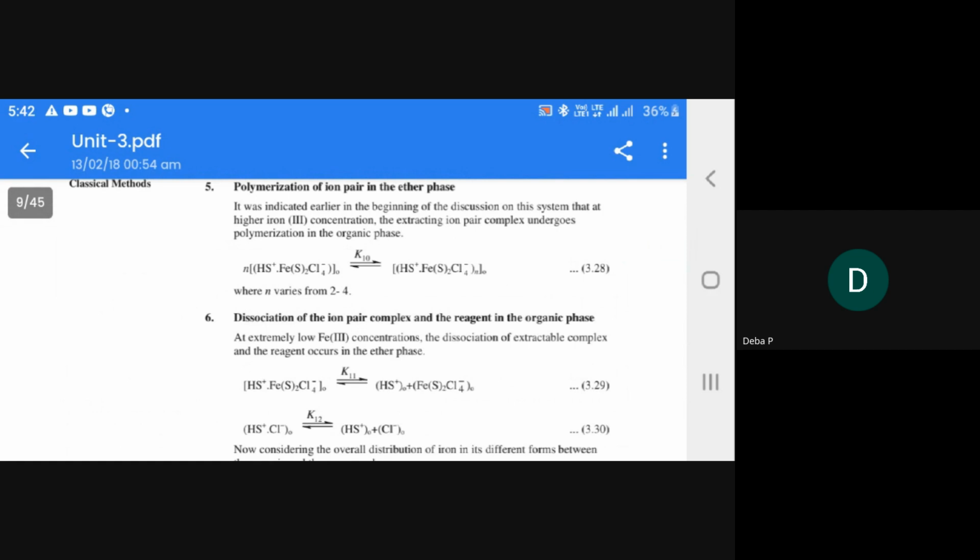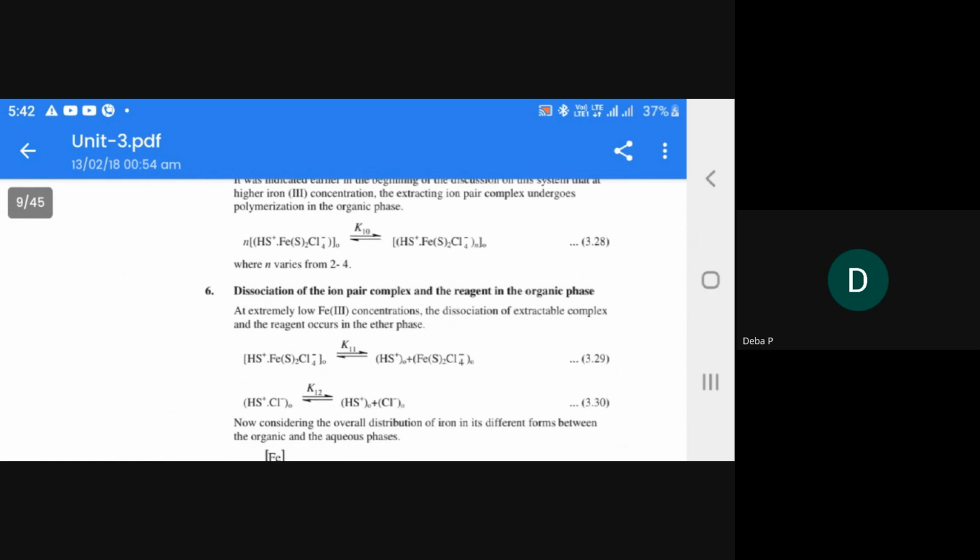Next step is dissociation of the ion pair complex and the reagent in the organic phase. At extremely low Fe3 concentrations, the dissociation of the extractable complex and the reagent occurs in the ether phase, that means the organic phase. So this is the dissociation in the organic phase. H plus FeH2Cl4 may dissociate to HS plus in the organic phase plus FeH2Cl4. Similarly, HS plus Cl minus, which we already wrote in equation 3.26, also dissociates to HS plus and Cl minus.